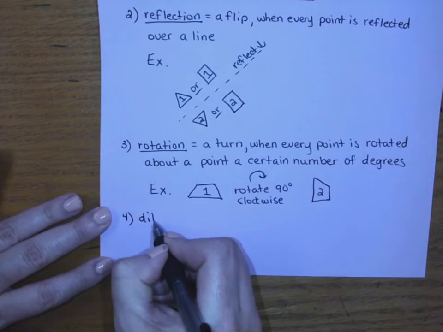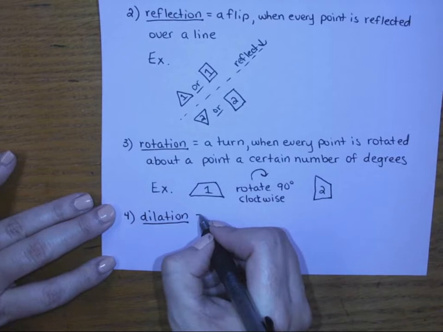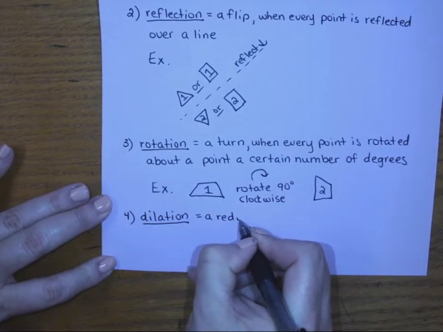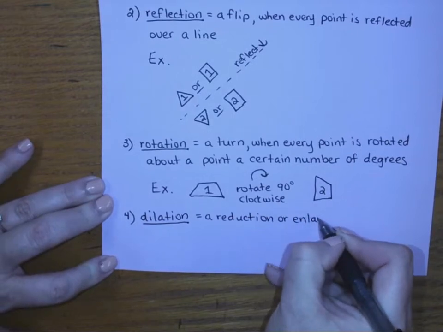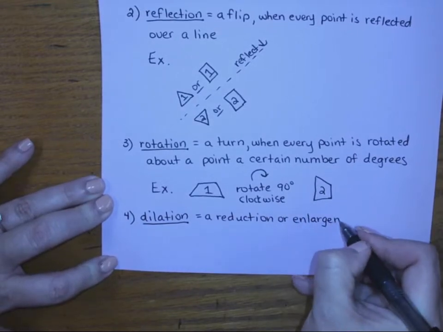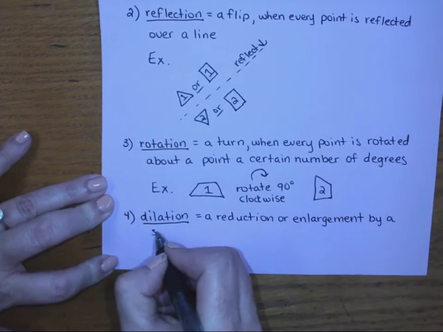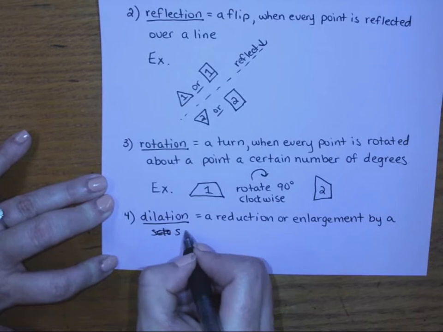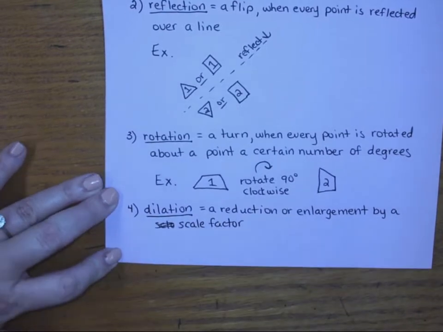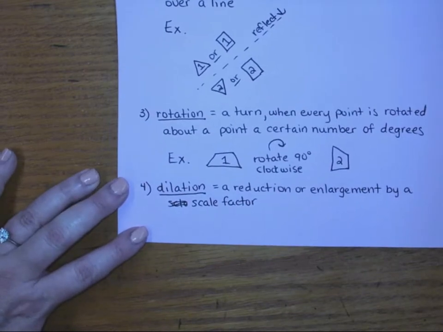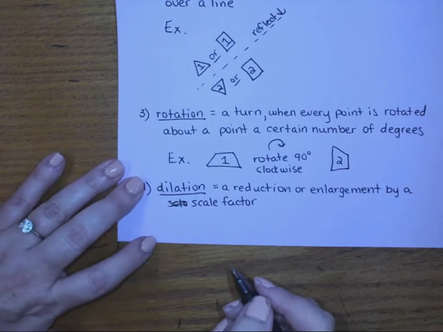And the fourth way, we're not going to talk about this a whole lot, but I do want you to recognize what it is. A dilation is a reduction or an enlargement by a scale factor. So a scale factor that's larger than 1 is going to be an enlargement. A scale factor that is less than 1 indicates a reduction.